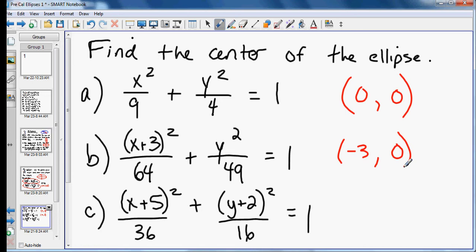And for C, we have x plus 5, so we're actually subtracting a negative 5. And for the y value, we have y plus 2, so we're subtracting a negative 2. So that's how we identify the center of the ellipses.